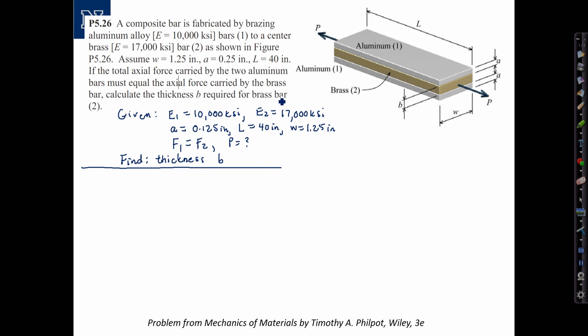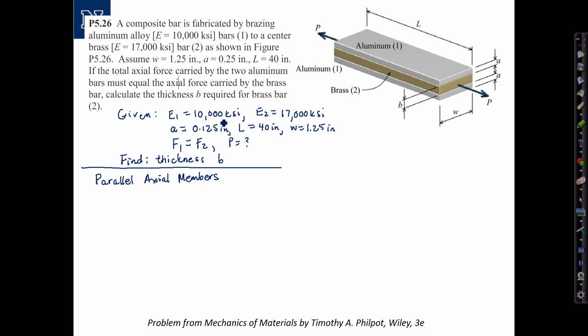Now, hopefully you recognize this as an example of parallel axial members. These members are acting in parallel. Let's write that down. Parallel axial members. For parallel axial members, they show some commonalities and we'll always be able to approach them the same way.